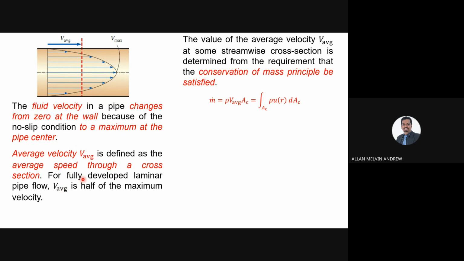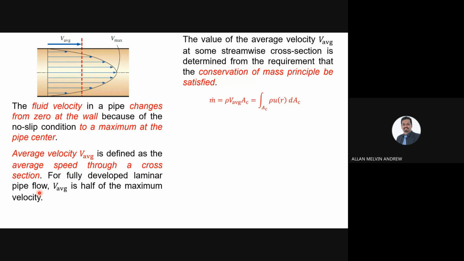We will add up all these lines, and divide by the number of lines to get the value. For fully developed laminar pipe flow, V average is half of the maximum velocity. So we have two parameters here, V max and V average. V max is 2 times V average. Let's say the V average after you calculate is 10 meters per second, so V max will be 2 times 10, 20 meters per second. Or we can take V average as half of V max. So if V max is 20 meters per second, V average will be 10 meters per second. That is for a fully developed laminar pipe flow.